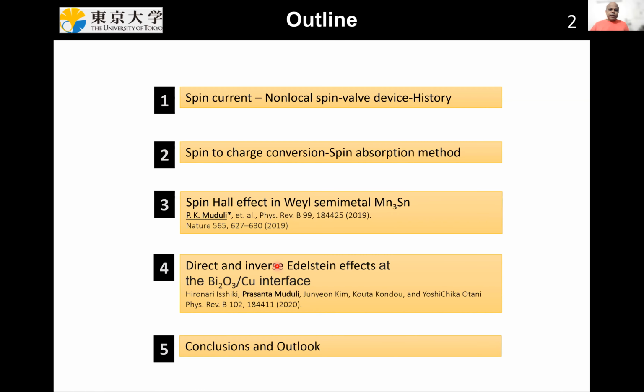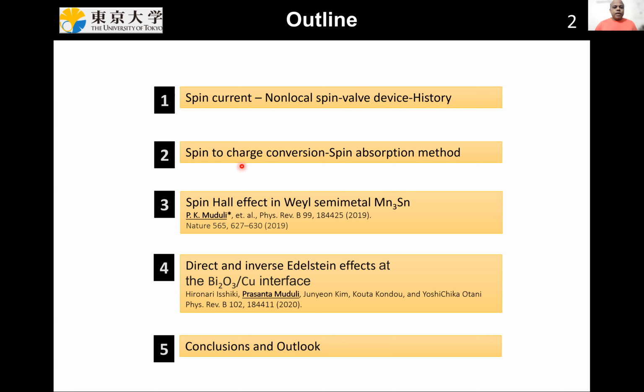The outline of my presentation is like this. I will cover 5 different topics. This talk is primarily designed for students who are very new to this kind of research, and also those who are not aware of non-local spin valve research. For the experts in the audience, I would like to apologize that many of the things I will say will be very, very trivial.